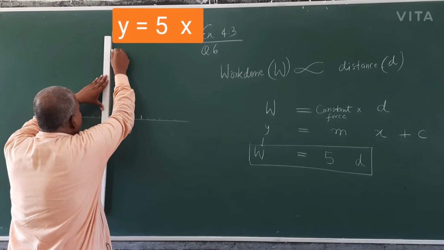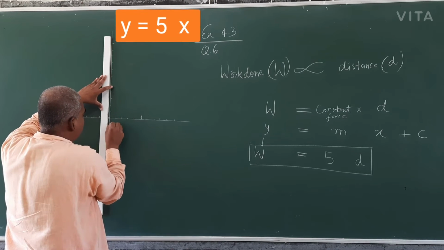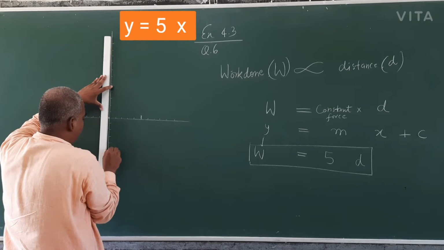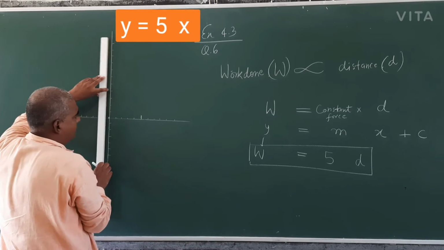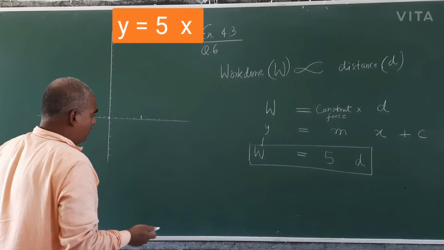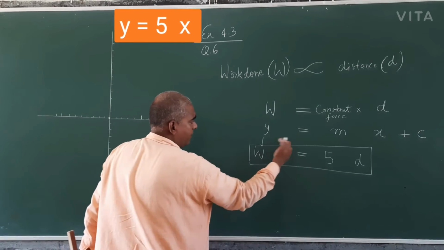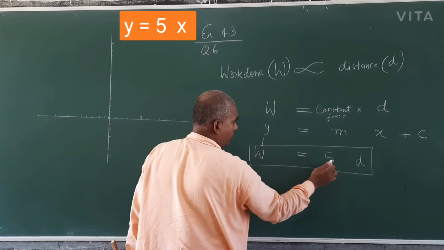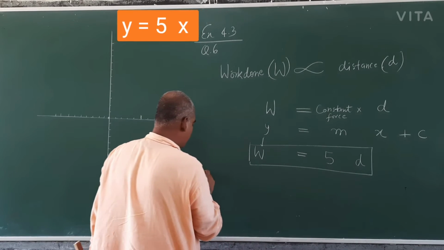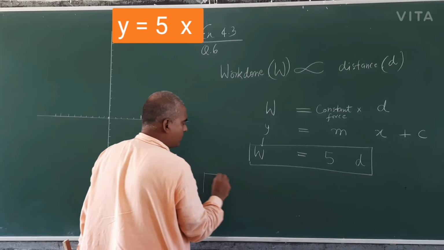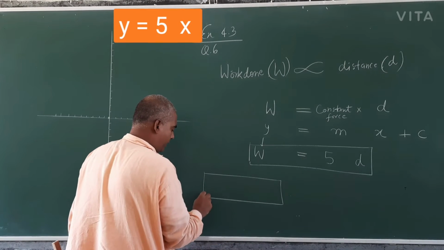So at that time no need to mark the distances, but here you have to mark. Yes, this is y is equal to 5x. For this you have to make the table, na? At least two values you have to find.